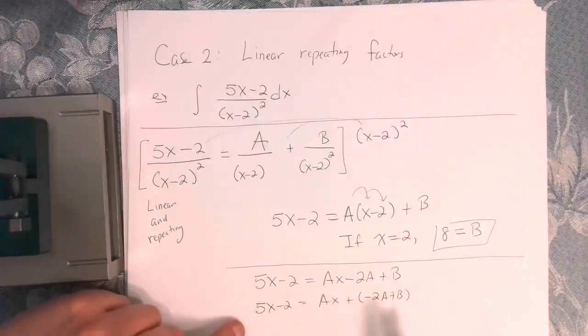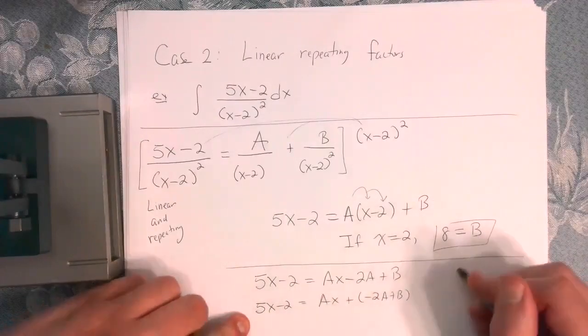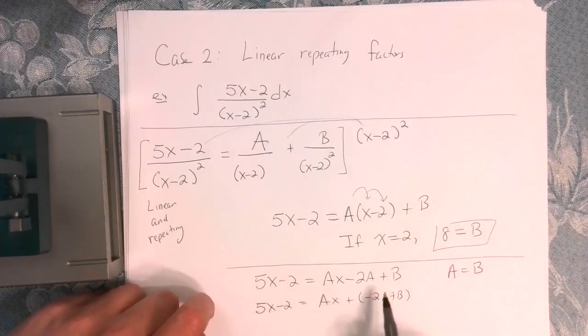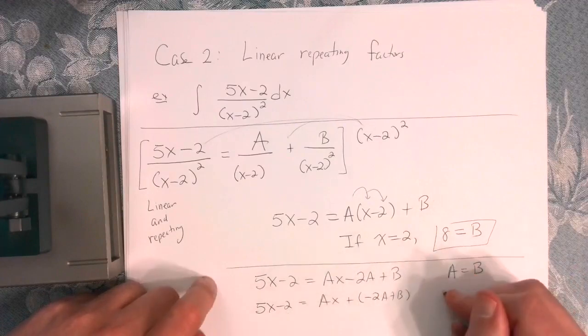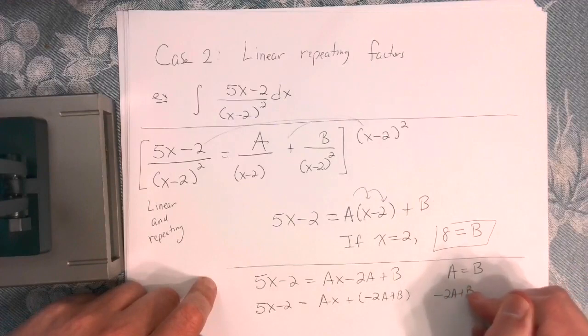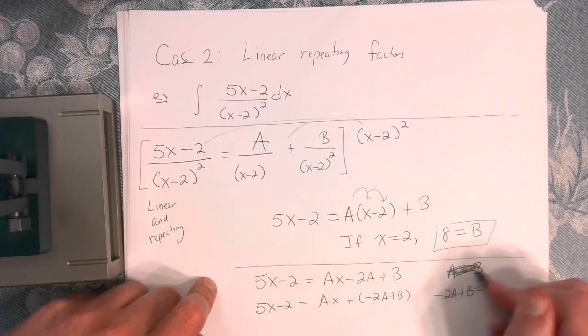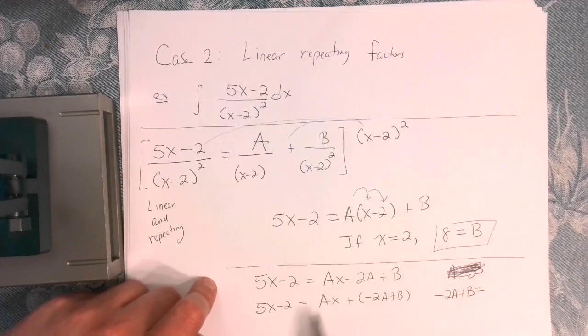So if these are both equal, you should tell me that A is equal to 5, and all the constants are equal to the constant. Okay, so A is equal to 5 and minus 2A plus B. Did I write A equals B? Of course I did. Why wouldn't I? I wanted to say A is equal to 5.